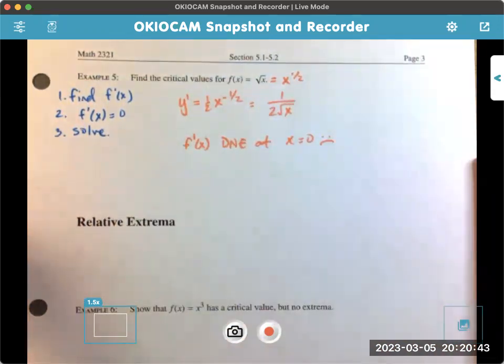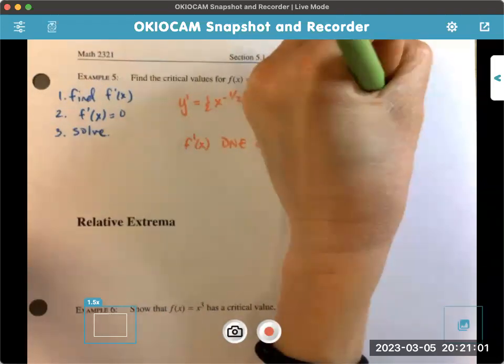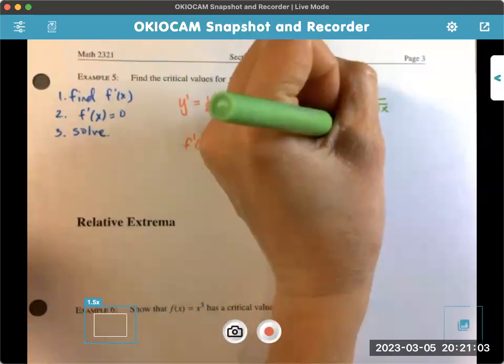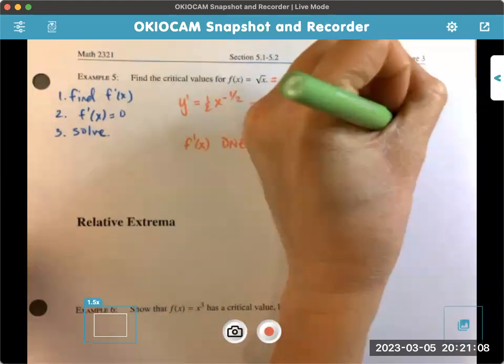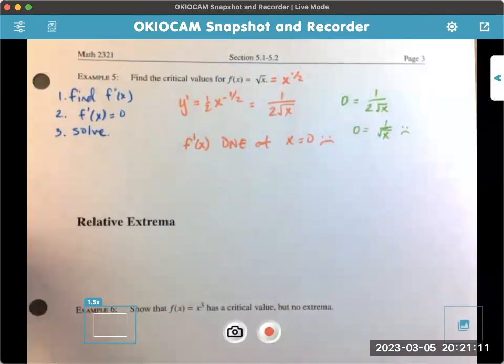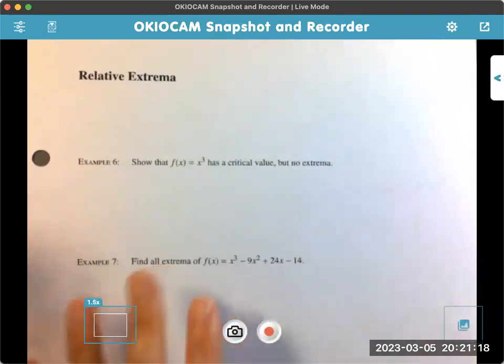So again, just pointing out that we don't always have local extrema at locations of critical values. Because if I set this equal to 0, 0 equals 1/2 root x, even if I multiply the 2 over, then that's still 0 equals 1 over root x. And again, that would be undefined. Okay, so now the official definition of relative extrema.